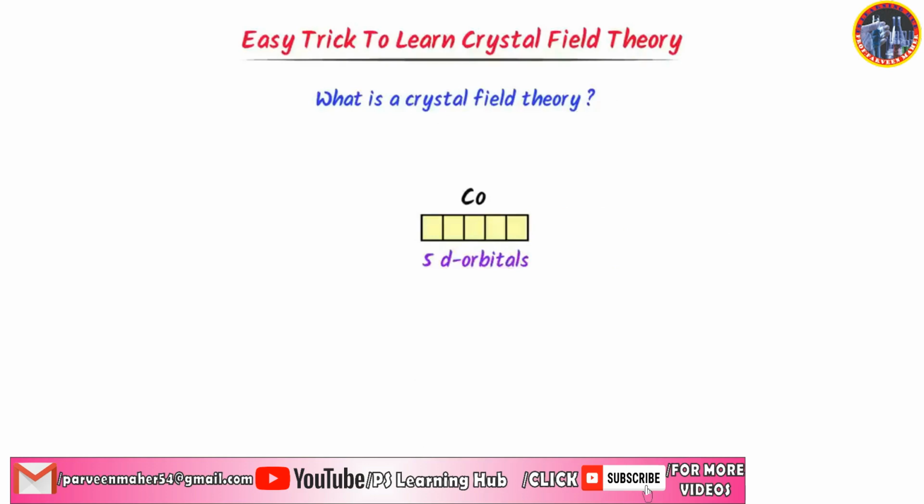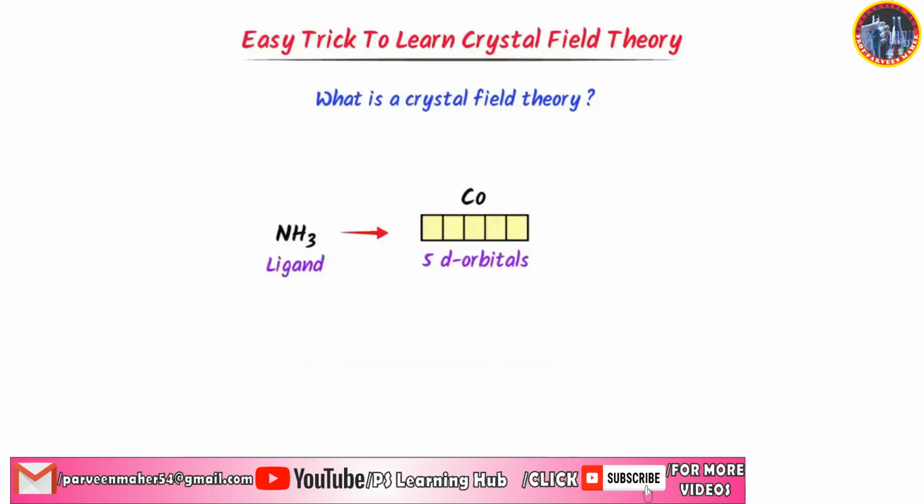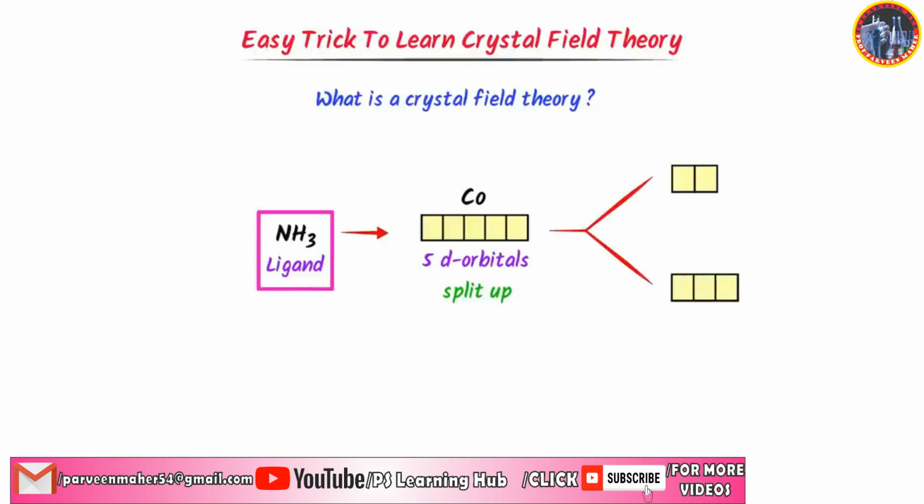On the other hand, consider that a strong ligand like NH3 approaches near the cobalt in order to form a coordination compound. Now listen carefully. As a result of these approaching ligands, the 5d orbitals of cobalt will split into 2 sets. Let me repeat it. As a result of this approaching ligand, the 5d orbitals of cobalt will split into 2 sets.